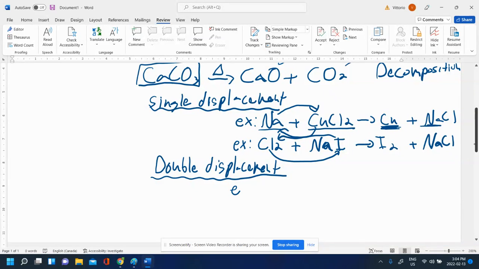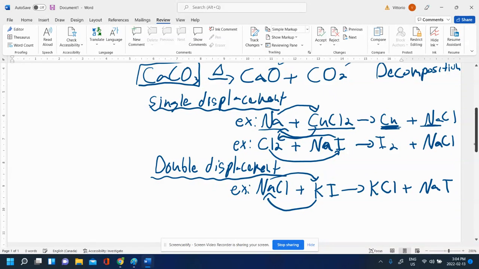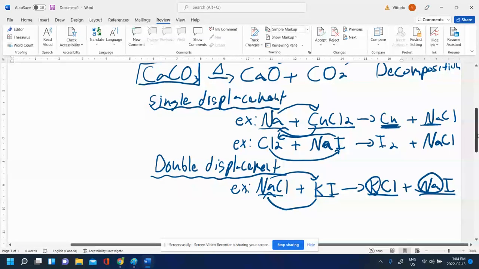So for example, you might have NaCl plus KI. The Na and the K will switch spots. So K will go where the Na was and be with Cl in KCl. And Na will go where the K was and be with I in NaI. So this is called a double displacement because it was two compounds reacting. And at the end, you still have two compounds where nothing's alone. It's just that the two things there switch spots to be with different partners overall. And that's called a double displacement reaction.